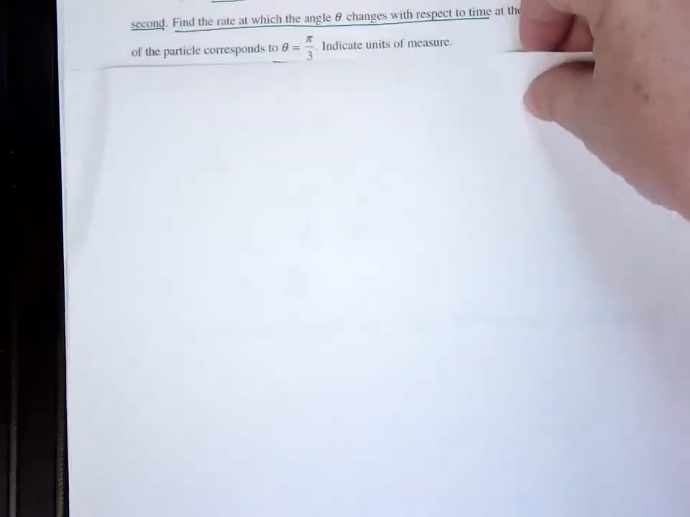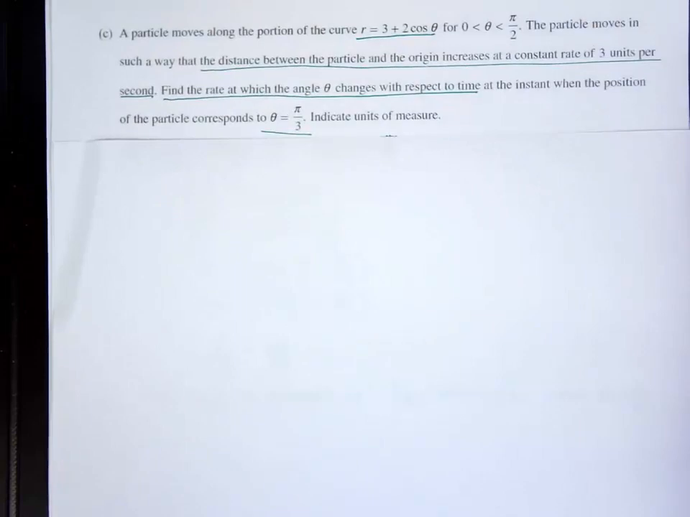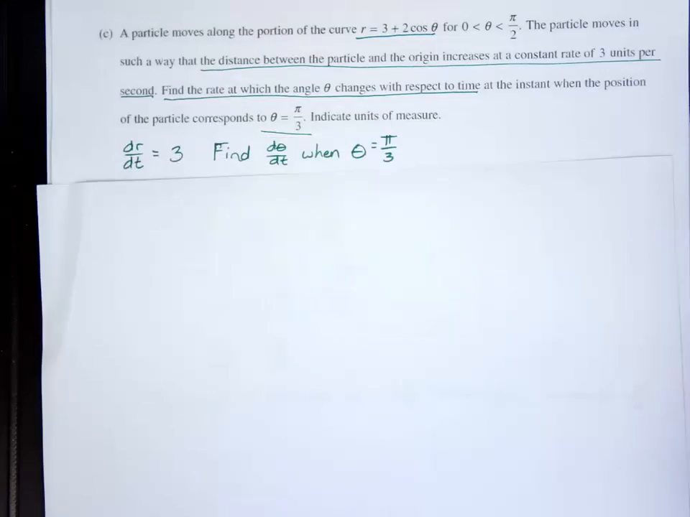Part C. A particle moves along a portion of this curve from 0 to pi over 2. The particle moves in such a way that the distance between the particle and the origin increases at a constant rate of 3 units per second. That looks very intimidating. However, if you just think, the distance between the particle and the origin is known as r. It's just the radius. So dr/dt is 3.